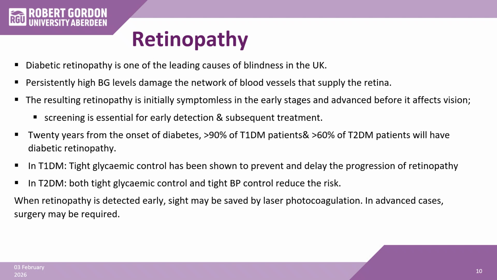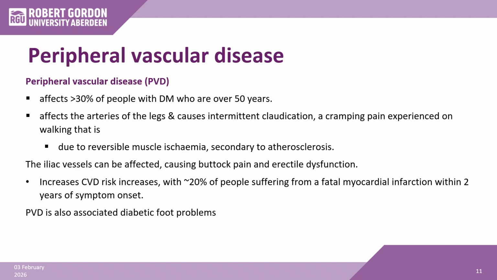Okay, so tight glycemic control is important, and it's been shown to prevent and delay the progression of retinopathy for both types of diabetes. And in type 2, tight blood pressure control also reduces the risk. Okay, so when the retinopathy is detected early, sight may be saved by laser photocoagulation, and in advanced cases, surgery may be required. We'll move on to peripheral vascular disease, also known as PVD.